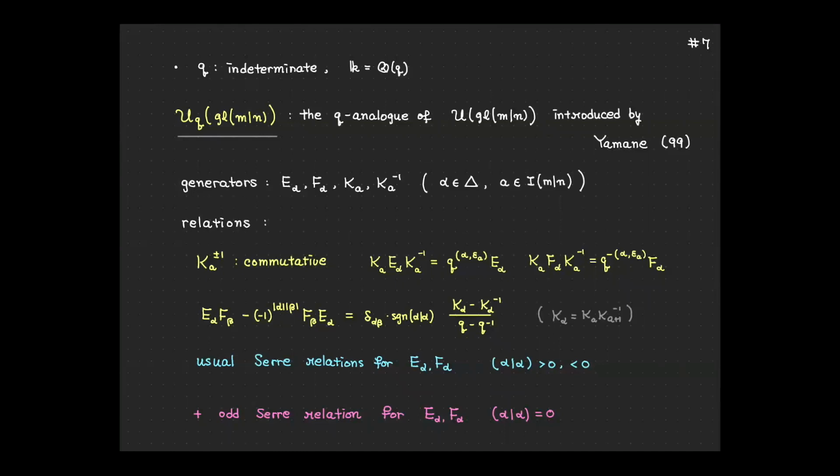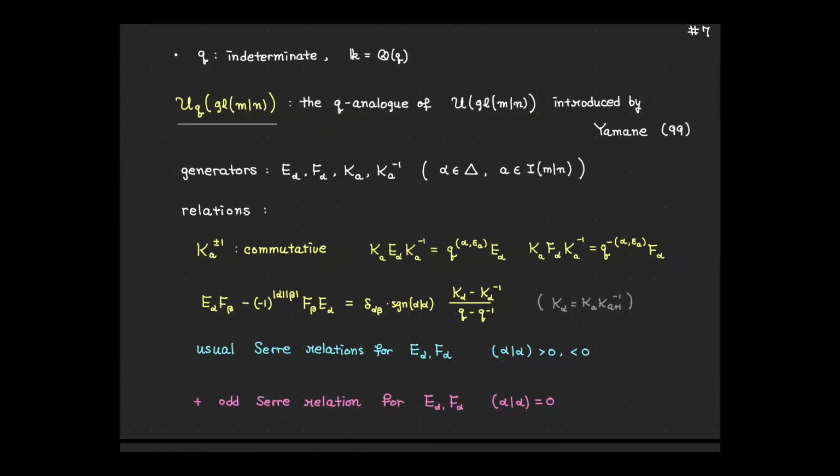Yeah, I'm not going to write down the relation because we are not actually using that one. But anyway, it's not very complicated, but there is an extra relation. That's the point. Of course, we can think of its classical limit. So under a suitable setting, it goes to the usual enveloping algebra of GL(m|n). Okay.